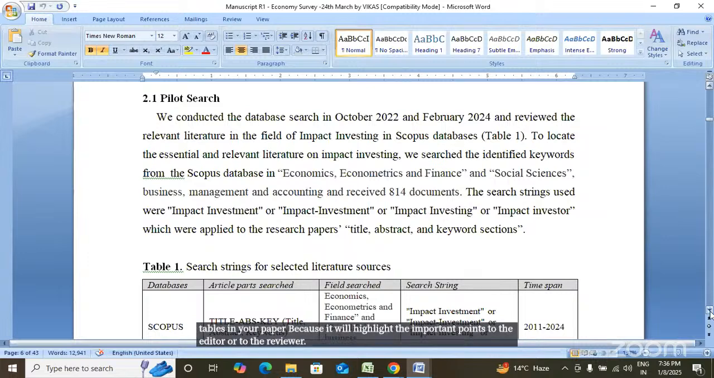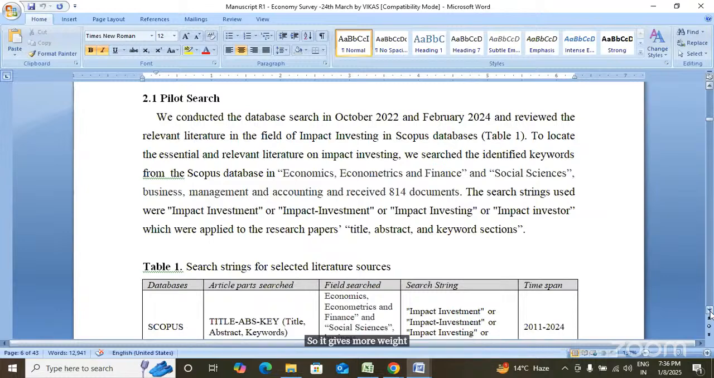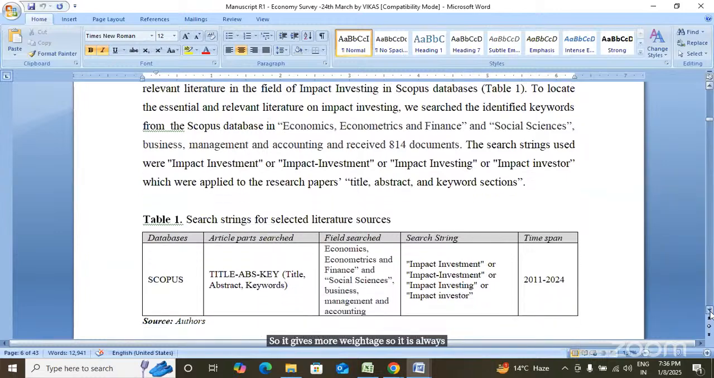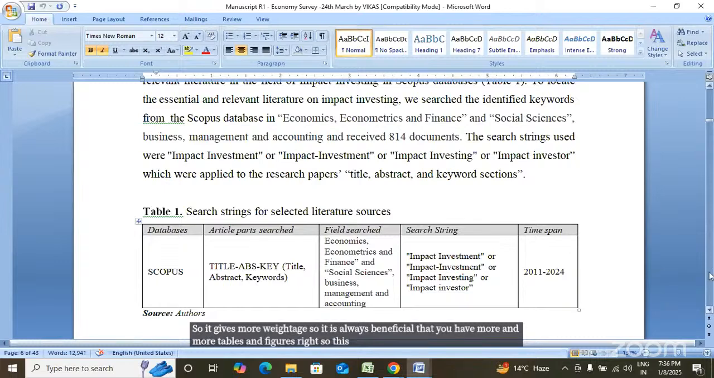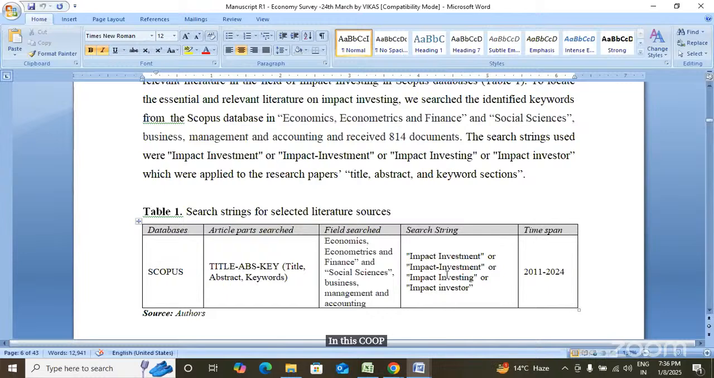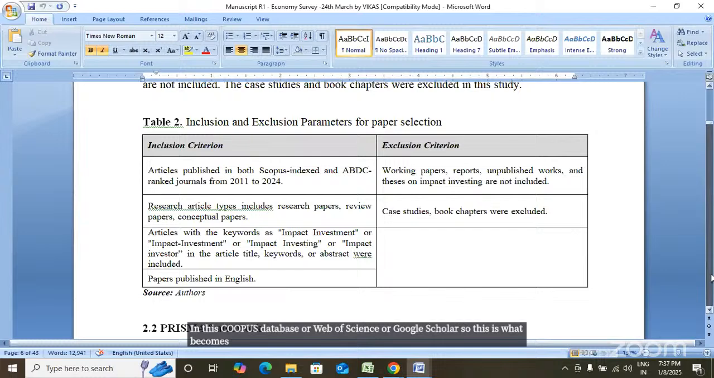And just by seeing your paper, he will come to know what exactly is there in the paper. So it gives more weightage. So it is always beneficial that you have more and more tables and figures, right? So this is one table in the research methodology part. And this you can see, all these things are included with the help of the Scopus database. The things that we have put in the Scopus database or Web of Science or Google Scholar. So this is what becomes a part of it.